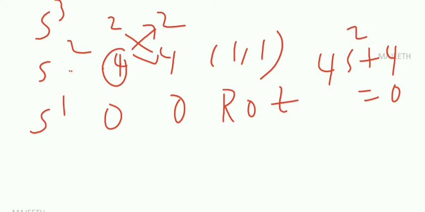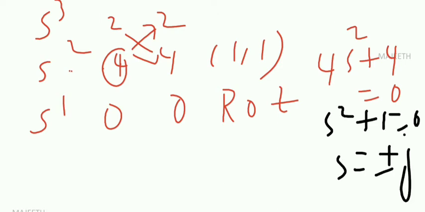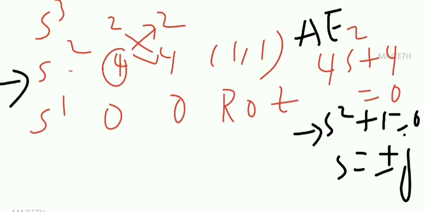So 4s squared plus 4 is equal to 0. This implies s squared plus 1 is equal to 0, s is equal to plus or minus j. We keep it like this. Now we come to the auxiliary equation. This equation is known as the auxiliary equation. It is formed from the terms above the row of 0. So this is the term above the row of 0, and from that I find the AE.